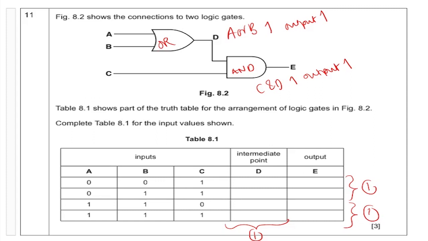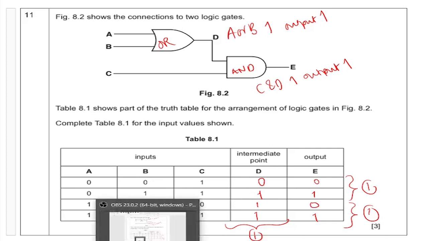So A and B both being 0 going into an OR gate means that the output will be a 0, because neither of them is 1. You've got a 1 for B in this second row, so you'll get an output of a 1 because it's an OR gate, and both A and B being 1s gives 1s there. So you should get 1 mark for 0, 1, 1, 1. Then you're looking at C and D and looking for where both of the inputs are 1 for the output to be 1, so that's only these two, and therefore these are 0s. So it's pretty straightforward. You just need to make sure that you've memorized your logic gate truth tables to be able to do that one.